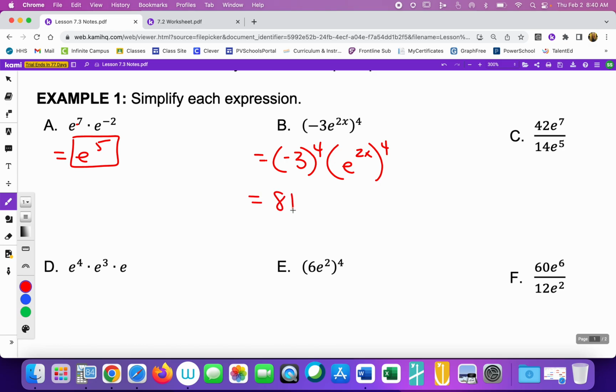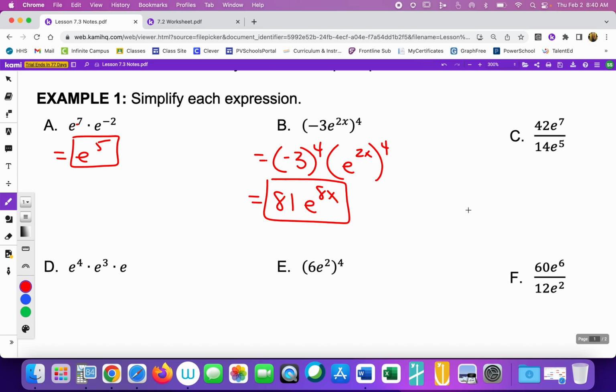And then these two, you would multiply these exponents like we've been doing for 2 days. So that'd be e to the power of 8x. So 81 e to the 8x power. So when you're simplifying these, you treat e just like you would a variable. You know, it's technically a number.